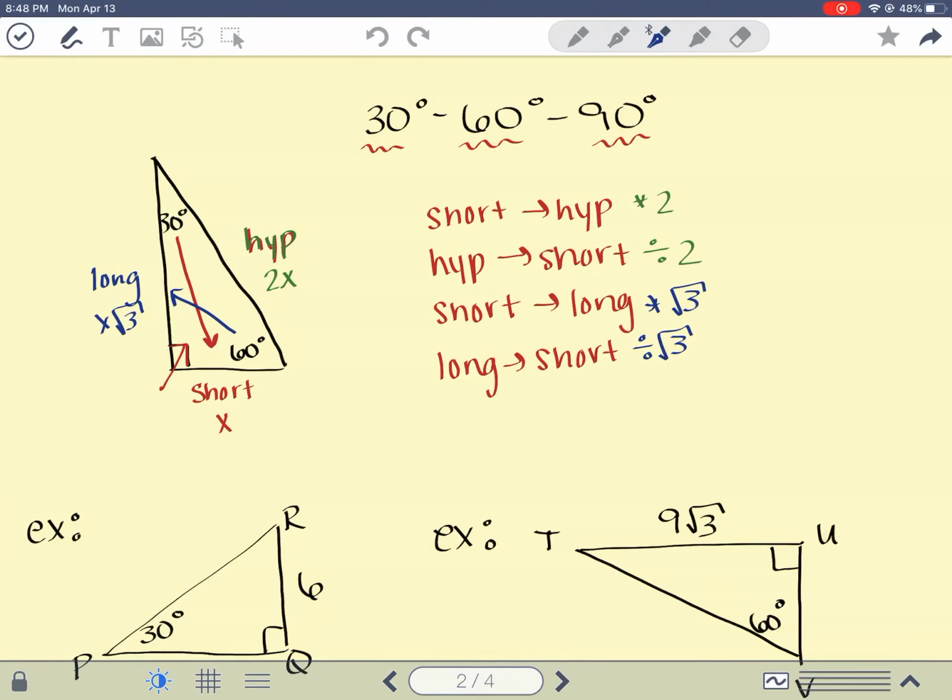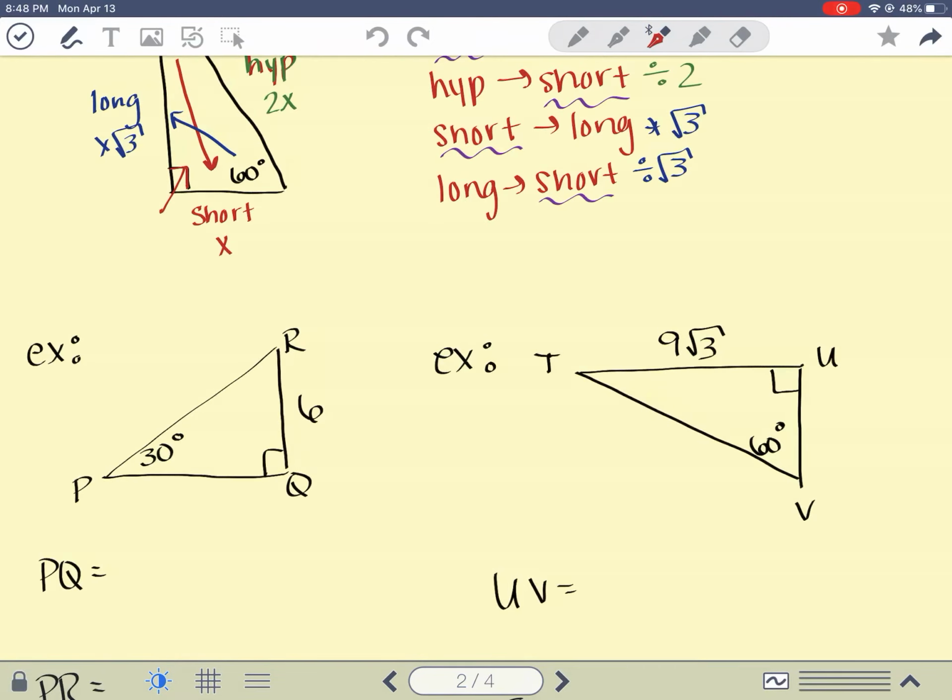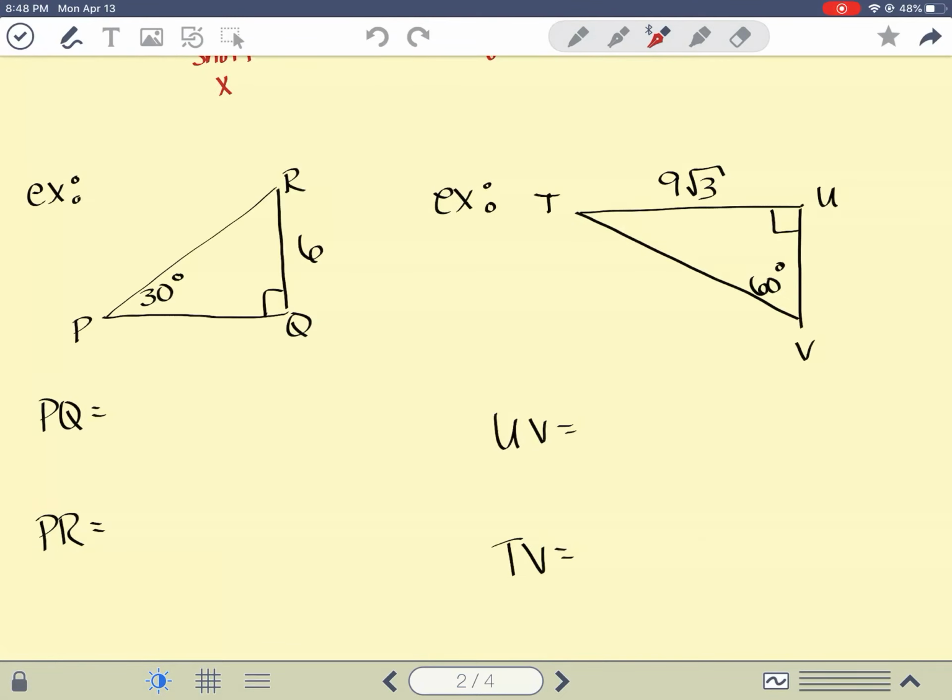It is very, very important that you determine which one you're starting with. Notice how each of these is based on your short leg. You go back and forth between long and short, or hypotenuse and short. You cannot go back and forth between long and hypotenuse. You always have to go to your short leg first before you can move on to another one.